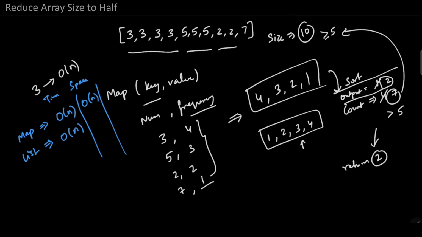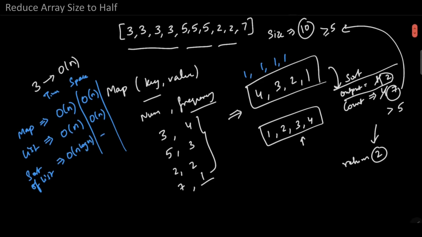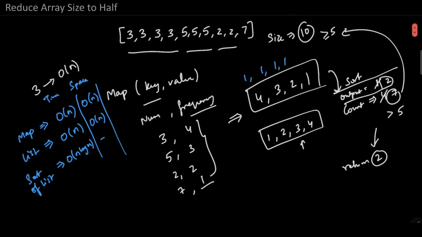In a worst case scenario, if all elements are unique, then we'll be having n elements to be put in the list with frequency of 1, 1, 1, 1, and space will be big O of n. Then we have the sorting, so a sort of list, which will be big O of n log n, space is nothing. And then we have the final iteration, and in this worst case it will be big O of n by 2, and that will be big O of n only.